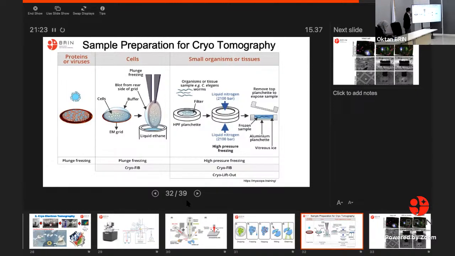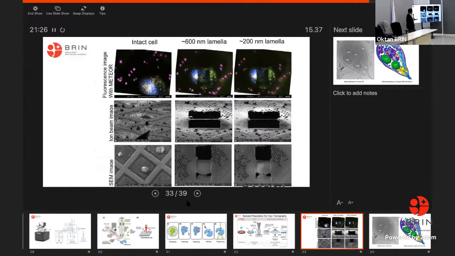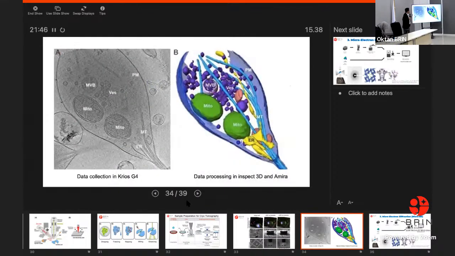Yeah. Okay. And this is the result for some techniques. This is a 600 nanometer lamella. We try to obtain a 100 to 200 nanometer lamella, because the TEM needs a very thin sample. Okay, continue. And this is one of the examples. After we obtain this, this is the output from the Krios, and this is the data processing using Inspect3D or AMIRA. Okay, continue.